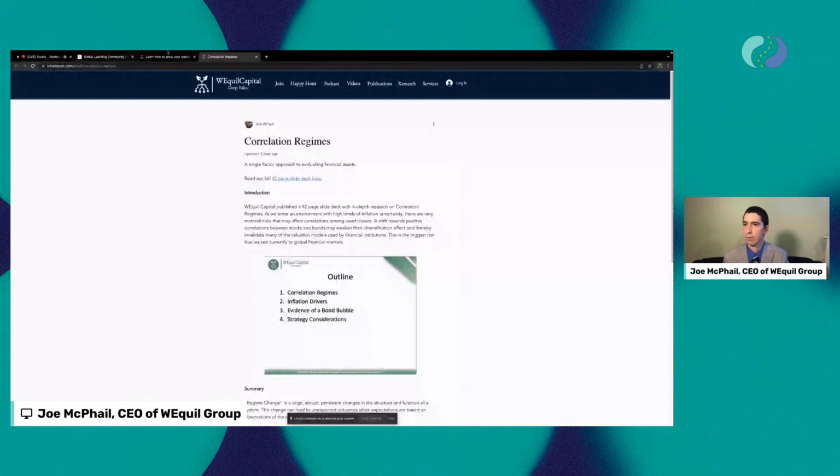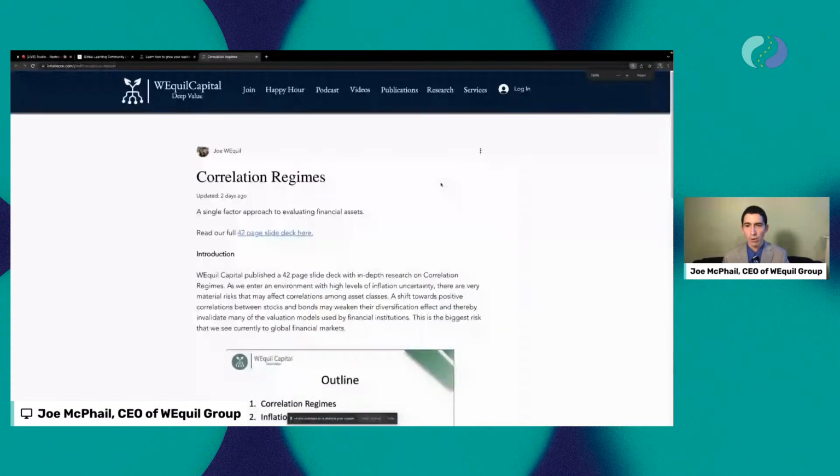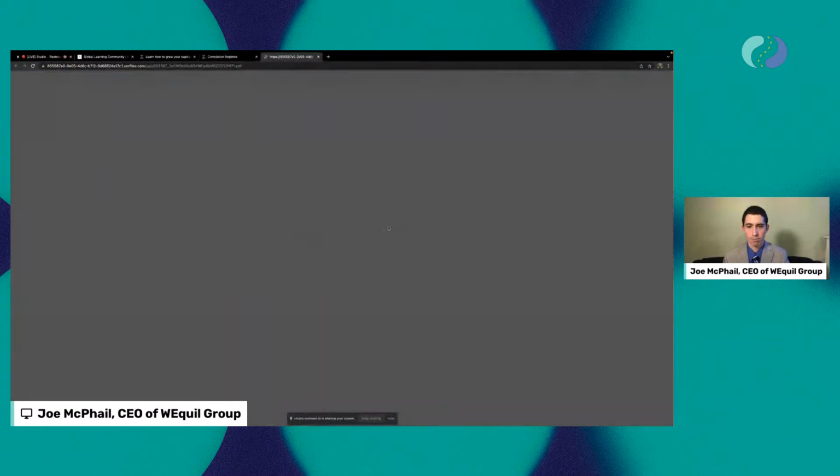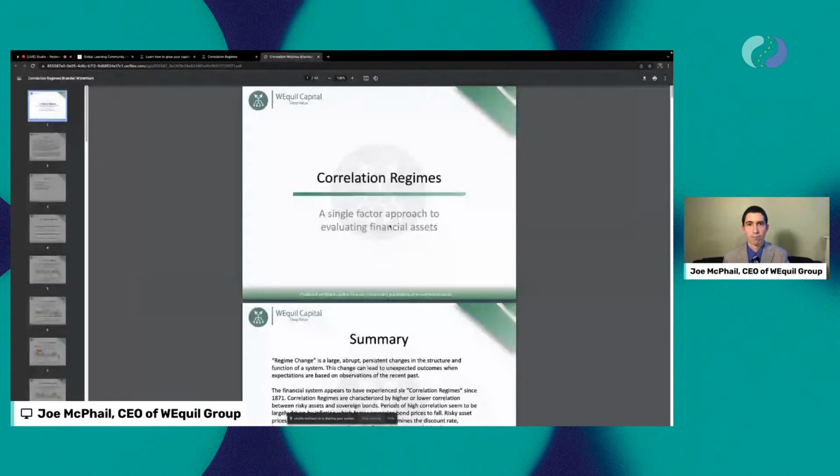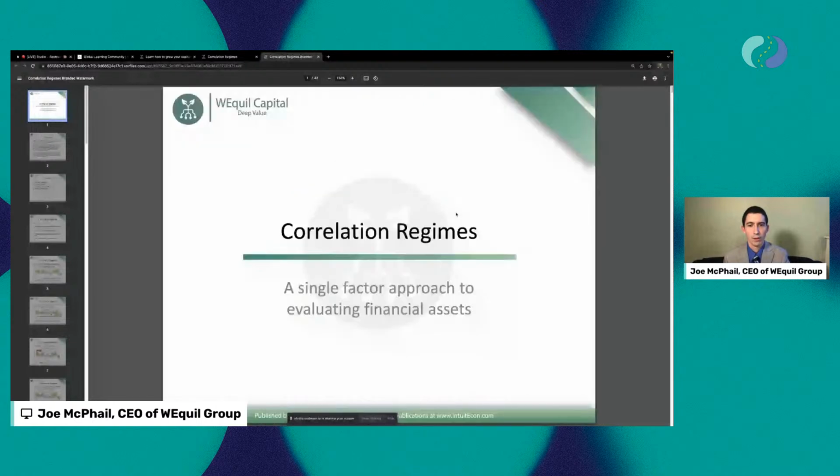How's that working? Okay, so correlation regimes. A single factor approach to evaluating financial assets. That single factor, spoiler alert, is inflation.